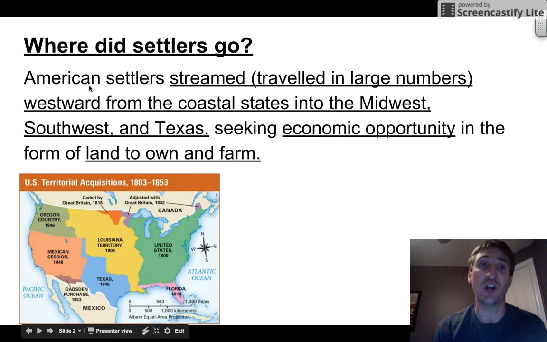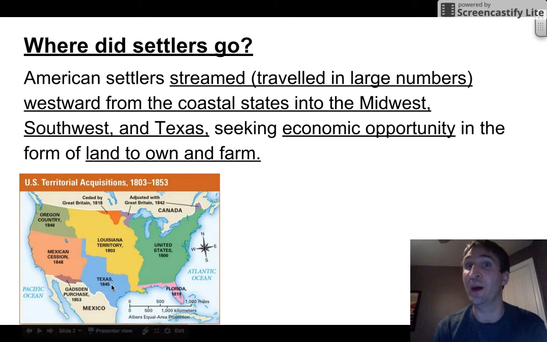Where did settlers go? American settlers streamed, meaning traveled in large numbers, westward from the coastal states into the Midwest, Southwest, and Texas, seeking economic opportunity in the form of land to own and farm. And here's a map of all of the different territories. We talked about the Louisiana Territory, which was taken from the French, Florida, which was taken from the Spanish, Texas, which was taken from the Mexicans, and so on.